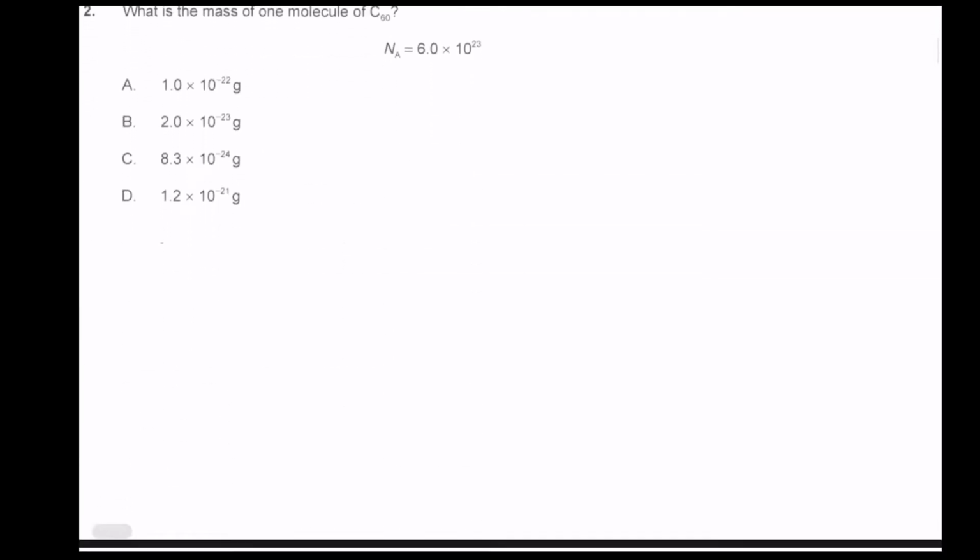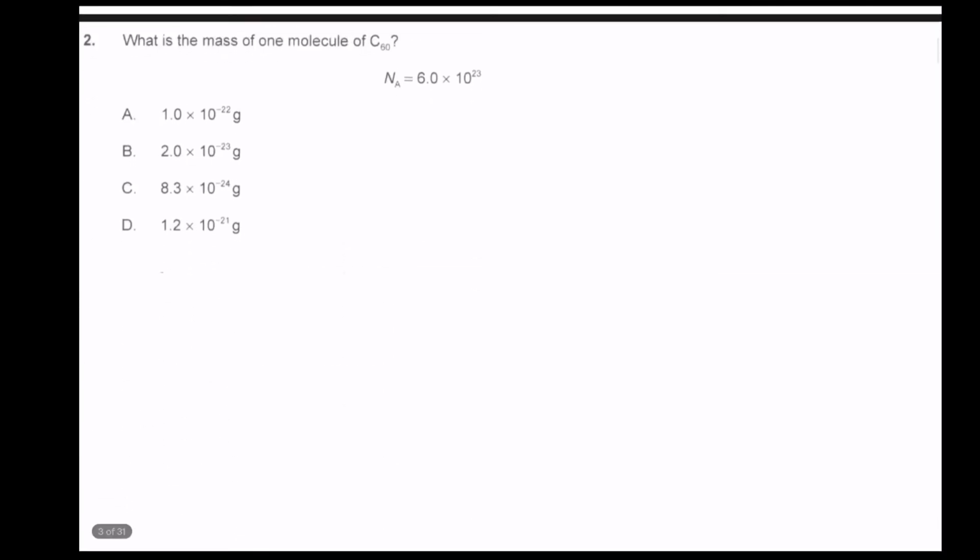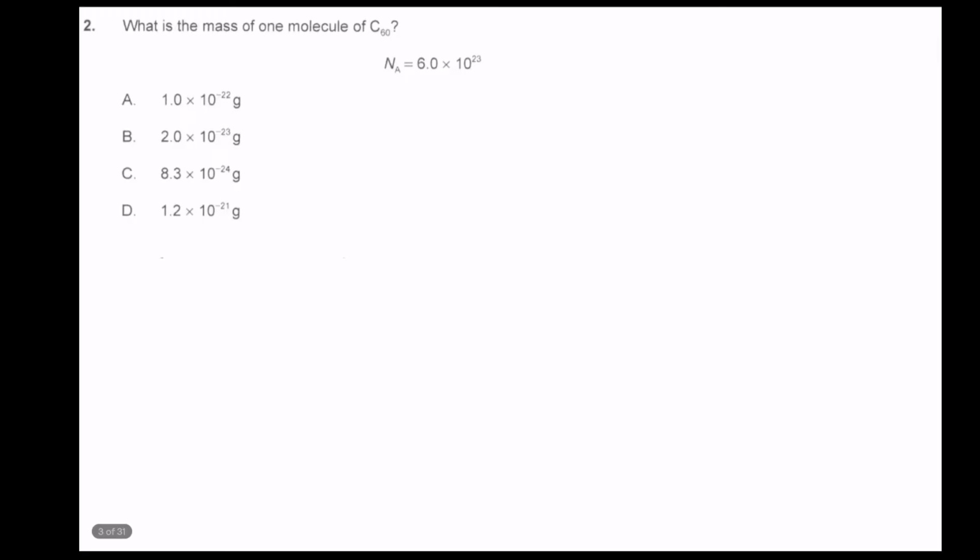Moving on to the next one. We have to calculate the mass of one molecule of C60. First we have to find the molar mass of C60. So molar mass or molecular mass will be 60 times the molar mass of carbon. So 60 times 12, you'll get 720 gram per mole. This is the molar mass of C60.